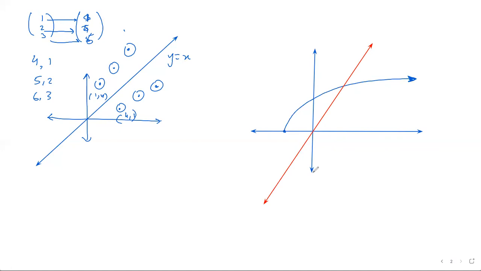Domain will become range, range will become domain. Vertical asymptote becomes horizontal asymptote, horizontal asymptote will switch to vertical asymptote. So x-intercept now will become y-intercept. So suppose this was cutting at -1, now your y-intercept will be -1. If this was cutting here at, let's say, 0 comma 2, this will cut at 2 comma 0.